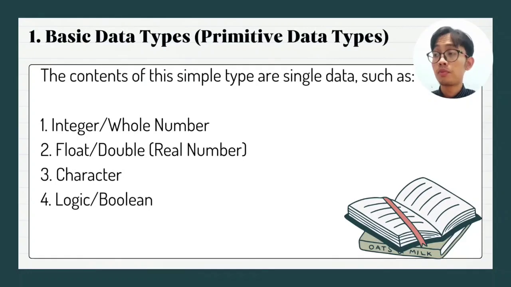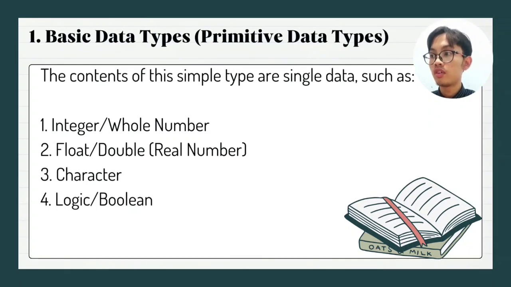Basic data types, or primitive data types, have the content of a simple type or single data, such as one integer whole number. What is meant by integers is minus 1, minus 2, minus 3, 0, 1, 2, 3, 4, and others. They are not fractional numbers.